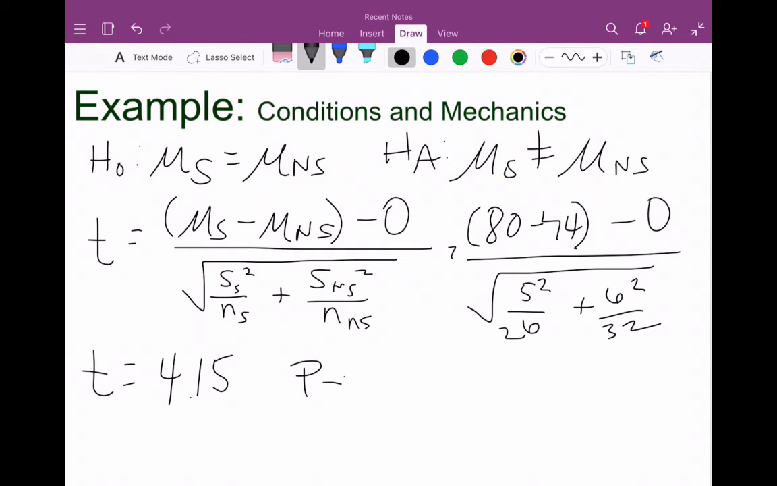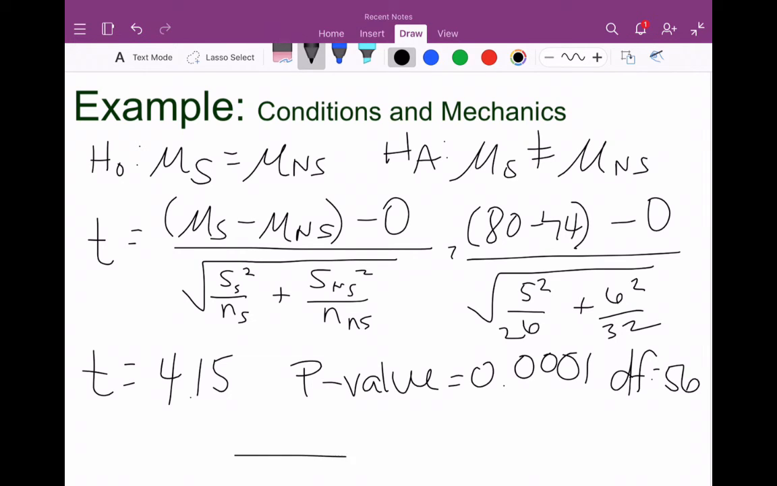So our p-value ends up equaling 0.0001, and this is with 56 degrees of freedom. And it's based off of a diagram that would look something like this. Because I do have a very low p-value, that means I'm going to reject my null hypothesis.